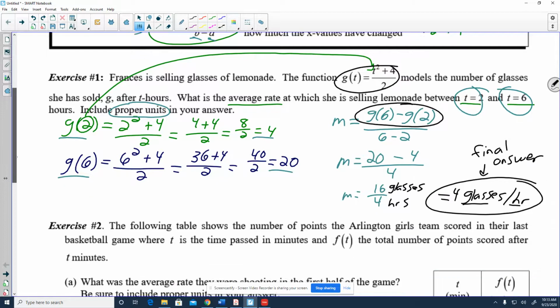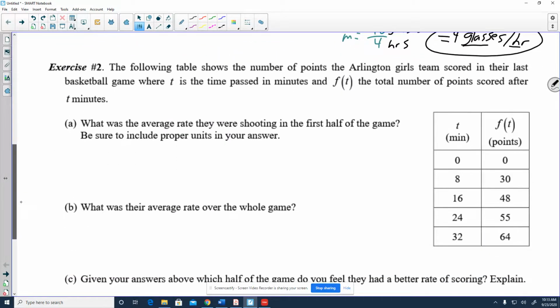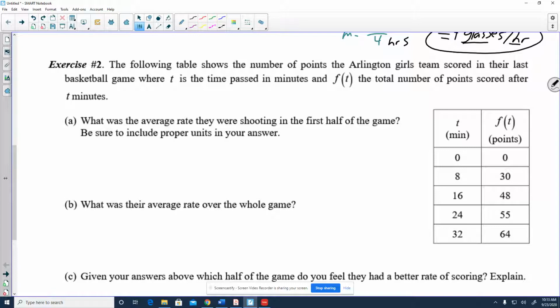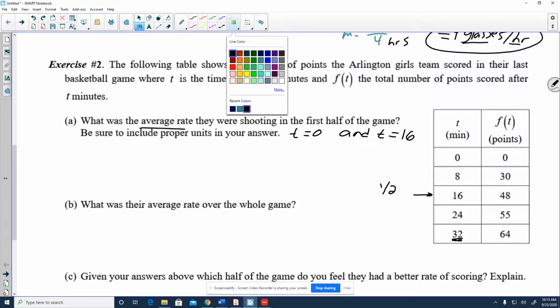Number 2. The following table shows the number of points the Arlington girls team scored in their last basketball game, where t is the time passed in minutes and f of t is the total number of points scored after t minutes. What is the average rate they were shooting in the first half of the game? Our game was 32 minutes long, so halfway is at 16 minutes.